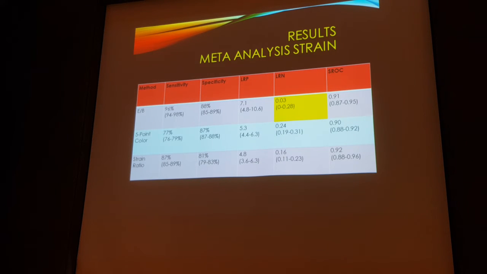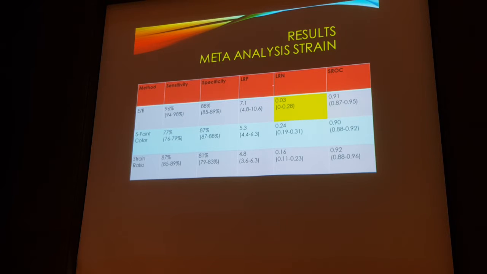So this paper was just accepted for publication, and it hopefully will be out shortly. We did a meta-analysis on all of the literature on strain elastography and regrouped them using the E to B diameter ratio, the 5-point color scale, and the strain ratio. And these were the sensitivities and specificities. And you can see that the E to B ratio was the highest sensitivity and the highest specificity.